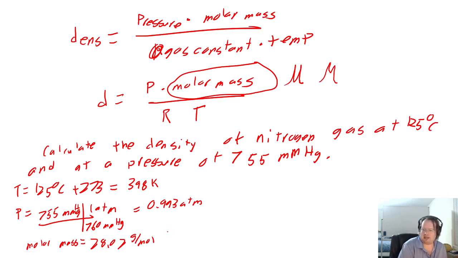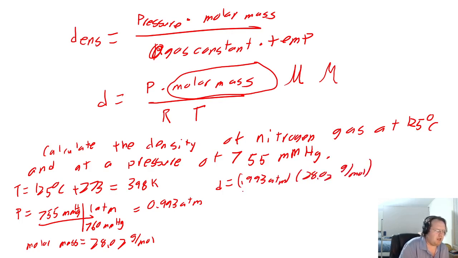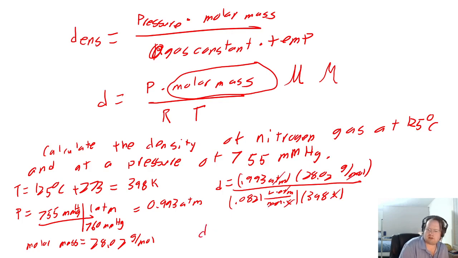And hey, they gave us everything we need. And now it's in units that match up. So the density is going to be equal to 0.993 atmospheres times our molar mass of 28.02 grams per mole, and we're going to divide it by R, 0.0821 liters times atmospheres per mole Kelvin, and then our temperature, which is 398 Kelvin. If we check our units, our Kelvin cancels, our mole cancels, and our atmosphere cancels. And we're left with grams on top and liters on bottom, which matches what we said density tends to be, grams per liter for gases.